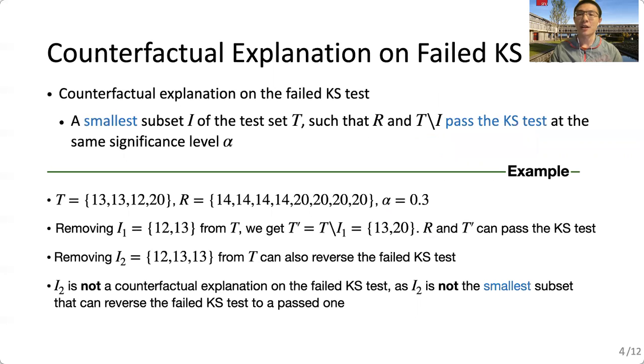A counterfactual explanation of a failed KS test is a smallest subset I of the test set T, such that after removing I from T, R and T can pass the KS test at the same significance level. Continuing our toy example, after removing I1 from T, we get T prime. T prime and R can pass the KS test. Since I1 is the smallest subset that can reverse the failed KS test into a passed one, I1 is a counterfactual explanation. Similarly, if we remove a larger subset I2 from T, we can also reverse the failed KS test. However, I2 is not a counterfactual explanation because I2 has more elements than I1 and is not the smallest subset that can reverse the failed KS test.